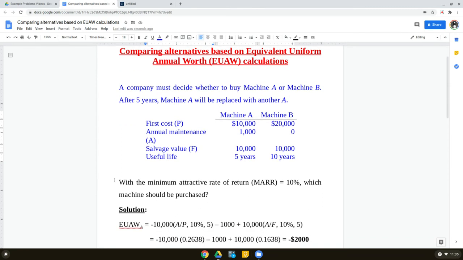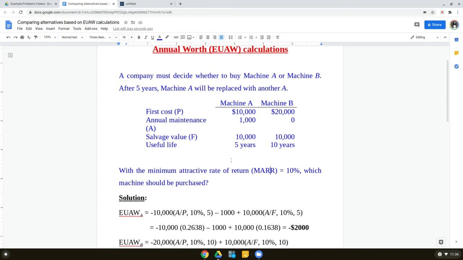There is some other information that is given here in the problem statement. With the minimum attractive rate of return 10%. So the company wants a minimum attractive rate of return of 10% on their future investments. Which machine should be purchased? Okay, so far so good. So let's first calculate EUAW for machine A and EUAW for machine B.